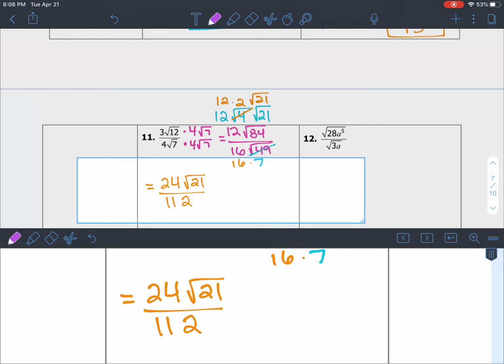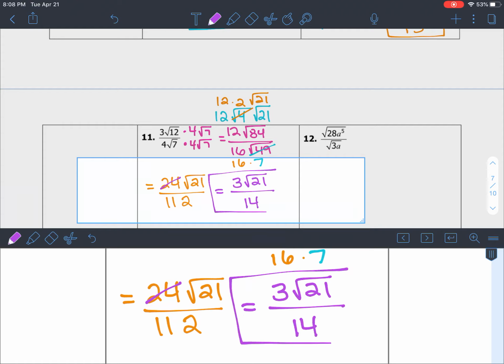I get 14 and 6. So if I multiply, 14 and 3, excuse me. 24 divided by 8, that's where I get my 3 from. 112 divided by 8 is where I get 14 from. So this would be my answer for that one.